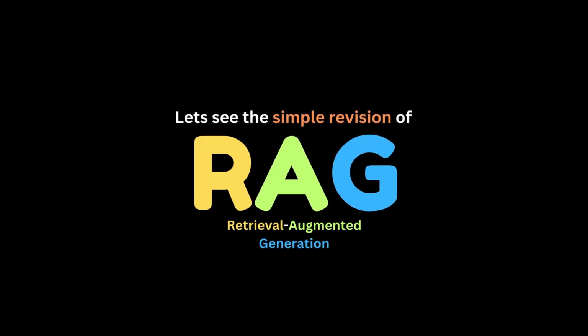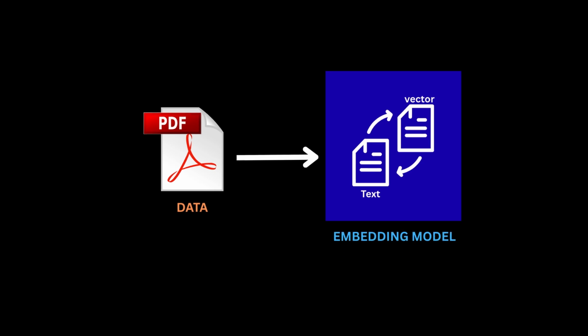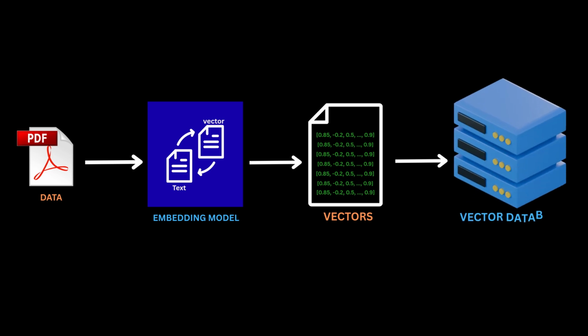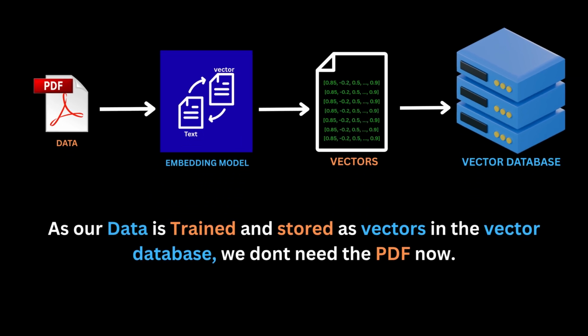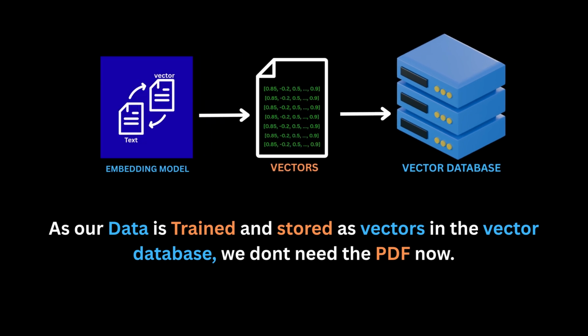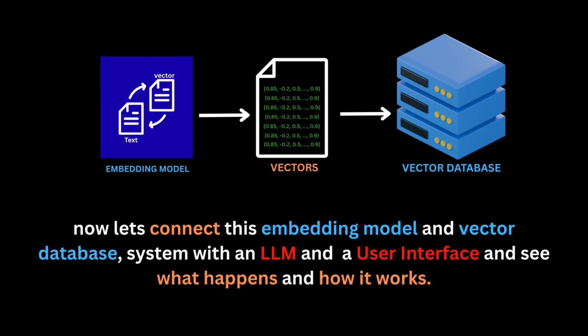Now, let's see the simple revision of the process we came across. We start with data in a PDF, break it into smaller chunks, and then use an embedding model to convert those chunks into numerical vectors that capture their meaning. These vectors are finally stored in a vector database, which makes it easy to search and compare them based on similarity. Now that our data is trained and stored as vectors in the vector database, we no longer need to go back to the original PDF. The next step is to connect the embedding model and vector database with an LLM and a user interface.